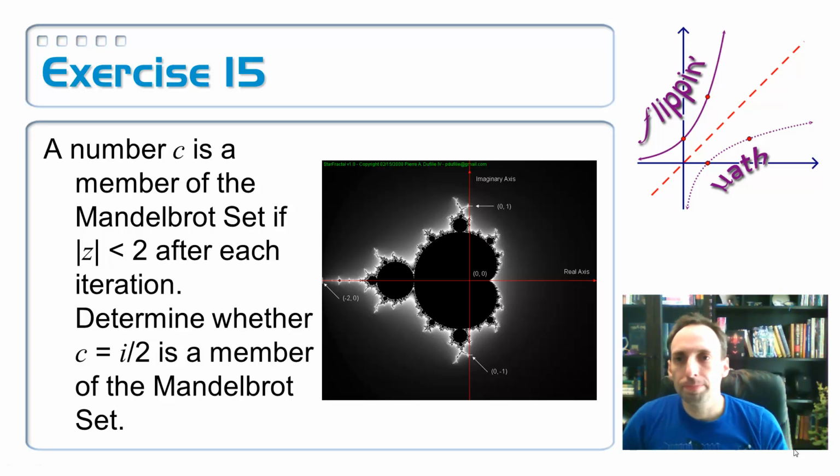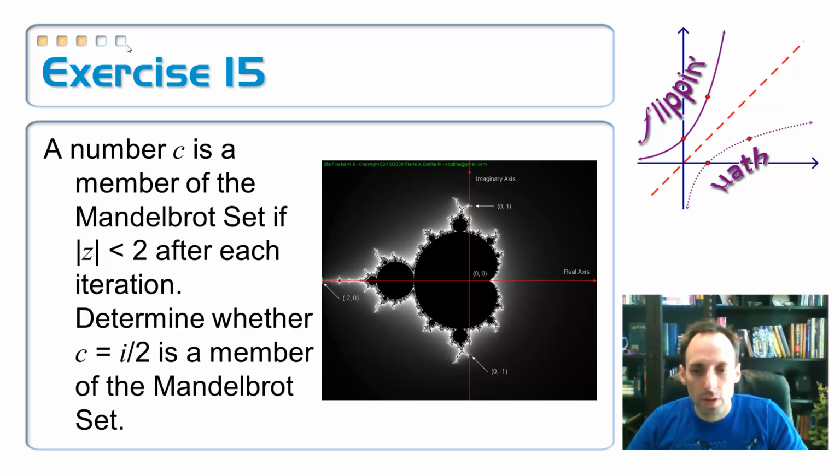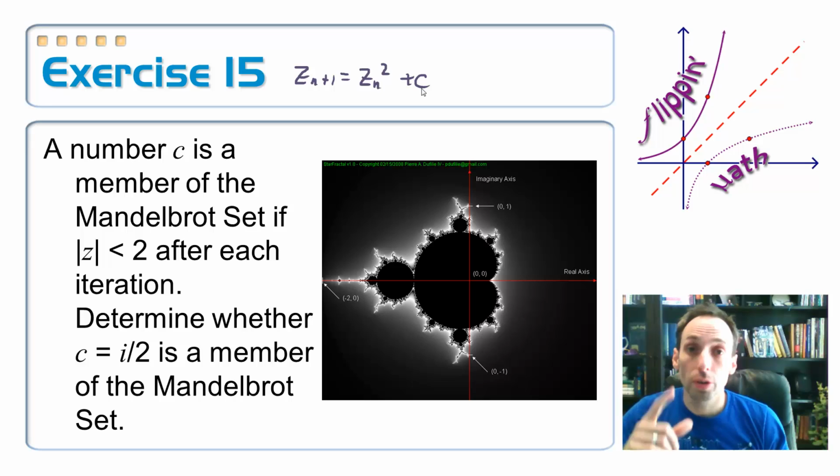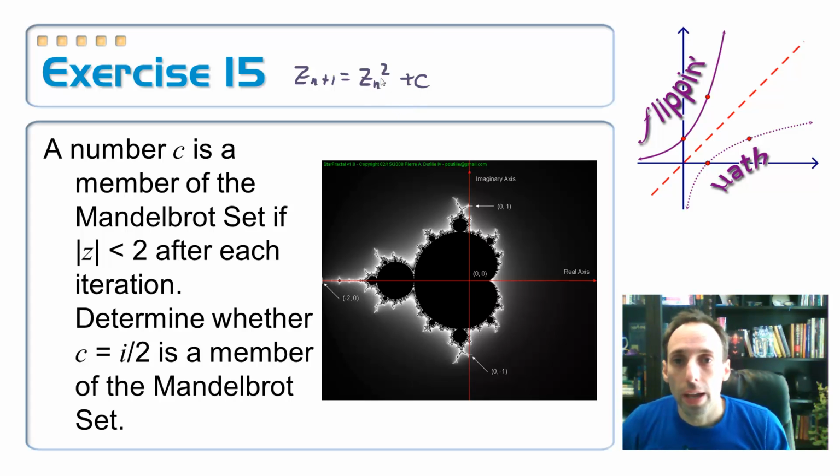Bonus video time. So exercise 15, this is on the 4.6 complex numbers lesson. Number C is a member of the Mandelbrot set. Oh, Mandelbrot set, remember that's determined by this equation here, that z sub n plus 1 is equal to z sub n squared plus c. C is the number you're trying to test to see if it's in the set, and c sub 0 is always equal to, not 1, 0, yeah.